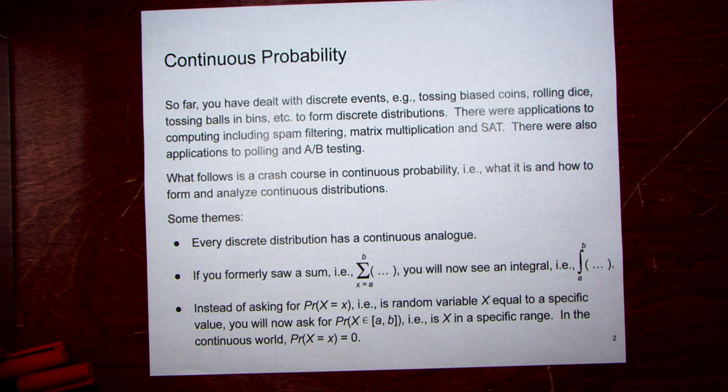Here are some themes. Every discrete distribution that you've seen has a continuous analog, and we'll focus on a couple of them as we go through. Anytime that you see a sum in a derivation, it gets replaced by an integral, and we'll see that in our first example.